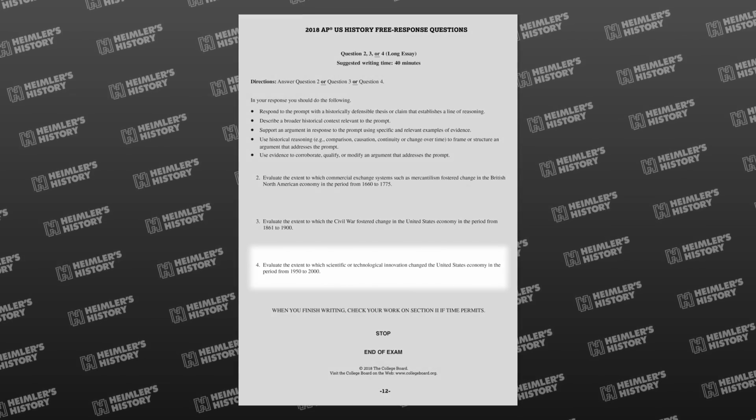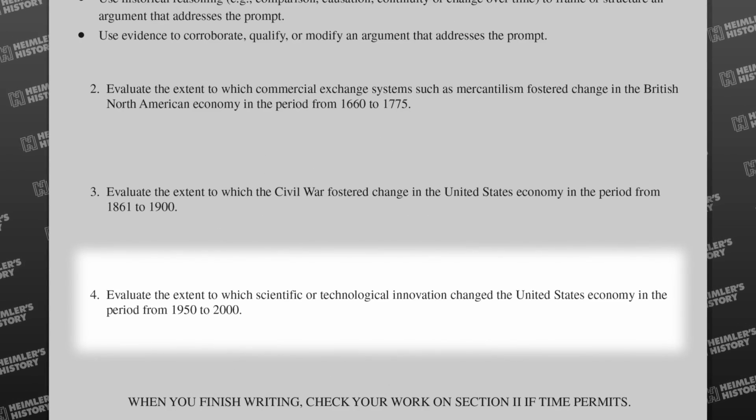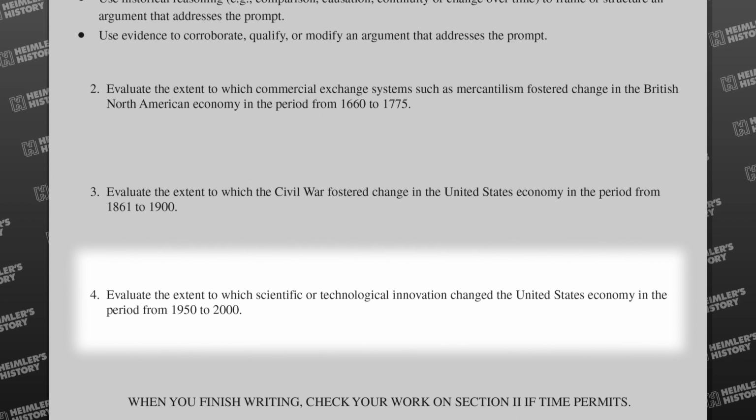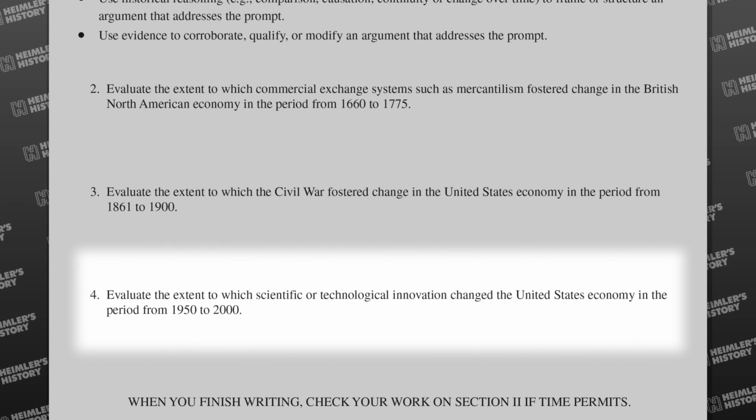For this one, we're going to use number 4. Evaluate the extent to which scientific or technological innovation changed the United States economy in the period from 1950 to 2000. And of course, the most important thing you do before you start writing your essay is to make sure you understand what they're asking you to do in the prompt. And so that's what the first section of this worksheet is about. So let's get into it.